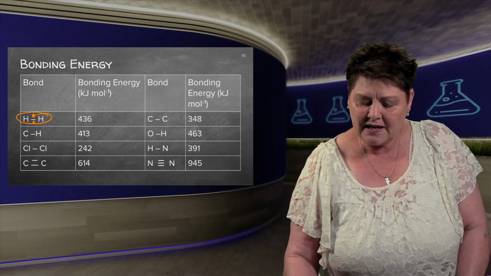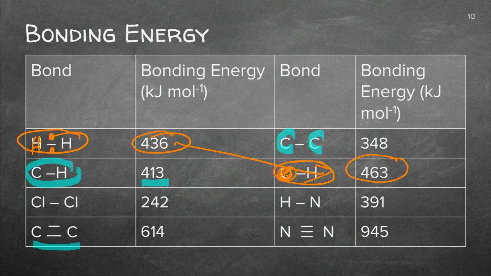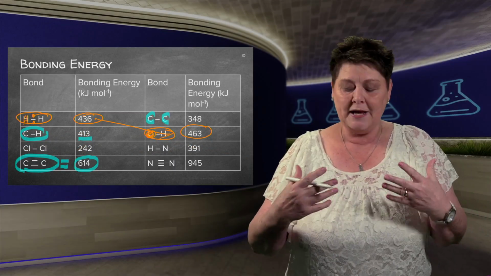On the other hand, let's have a look at oxygen and hydrogen. It's 463. It's much like that one, but it's now oxygen, and this one was hydrogen. Let's have a look at the carbon. Here we've got one carbon and another carbon, 348. A carbon and a hydrogen, 413. A carbon and another carbon with a double bond, 614, to break that bond. So again, you don't have to know it. You'll need to be able to apply it.